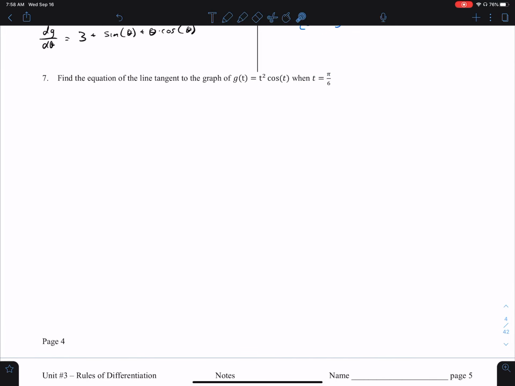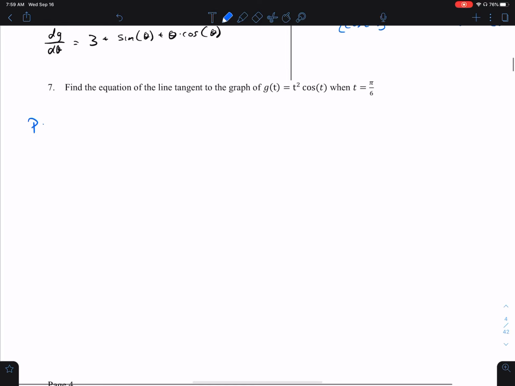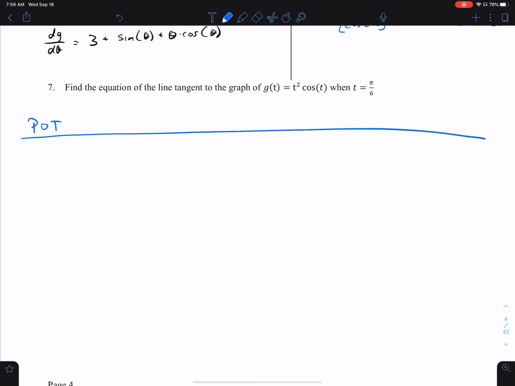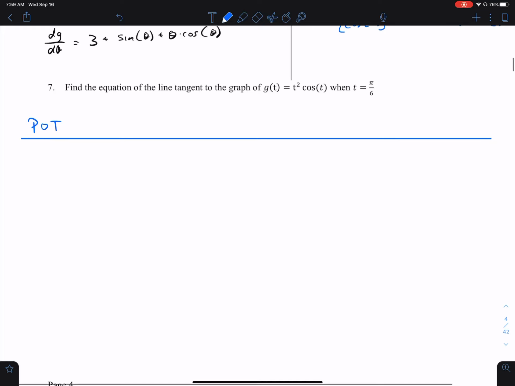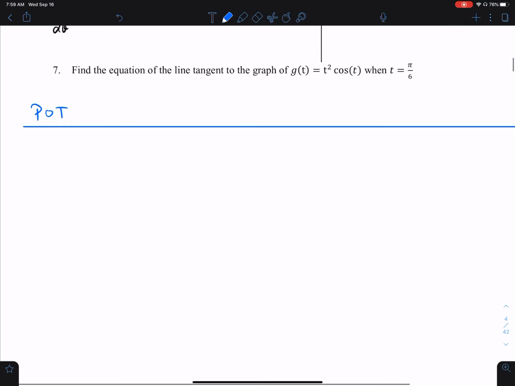Find the equation of the tangent line. Well, to find the equation of the tangent line, we need a point of tangency. So to find this point of tangency, we're going to take function g, and we're going to put in for t pi over 6, because it tells us, here's function g, we want to know the tangent line when t is pi over 6. So that's pi over 6 squared times cosine of pi over 6.